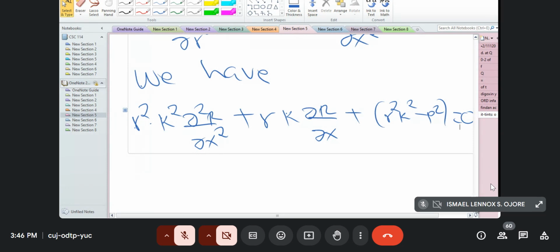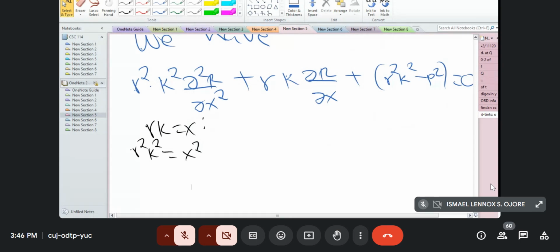We started this transformation by setting rk equals x. So that means if rk is equal to x, then r squared k squared should be equal to x squared, right? So in place of r squared k squared, we use x squared. In place of rk, we substitute with x.